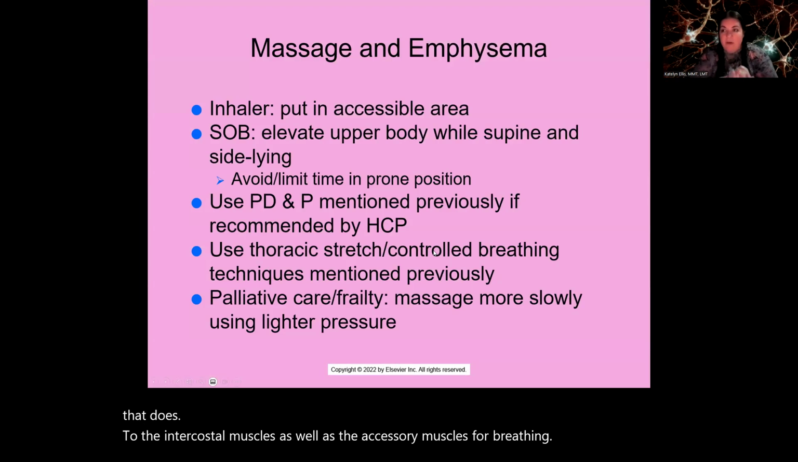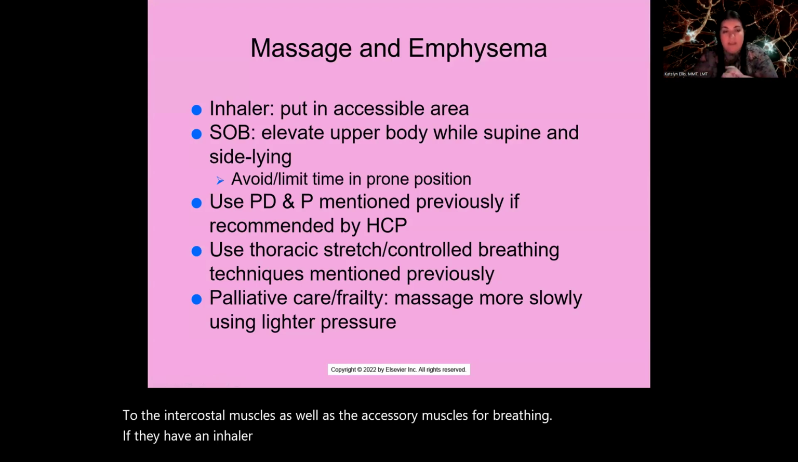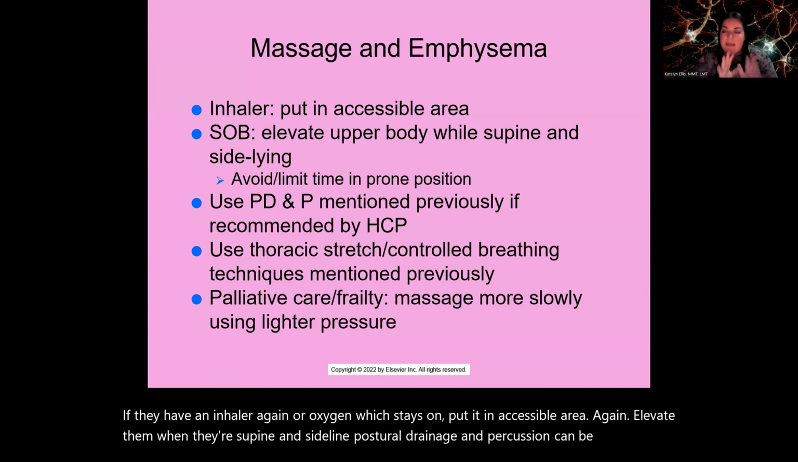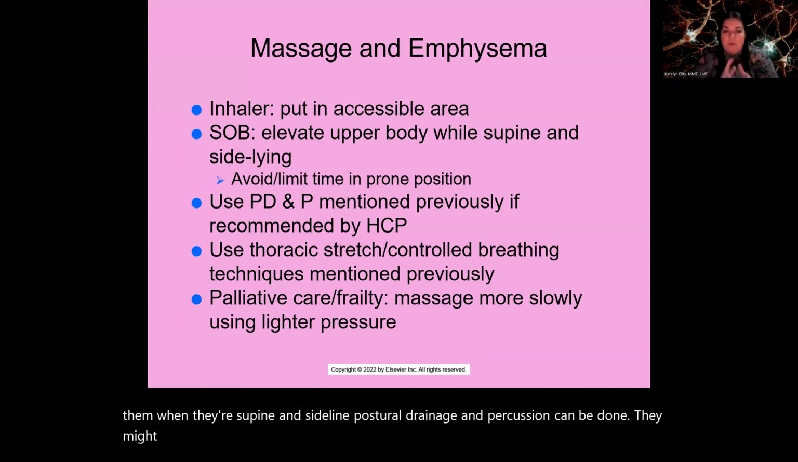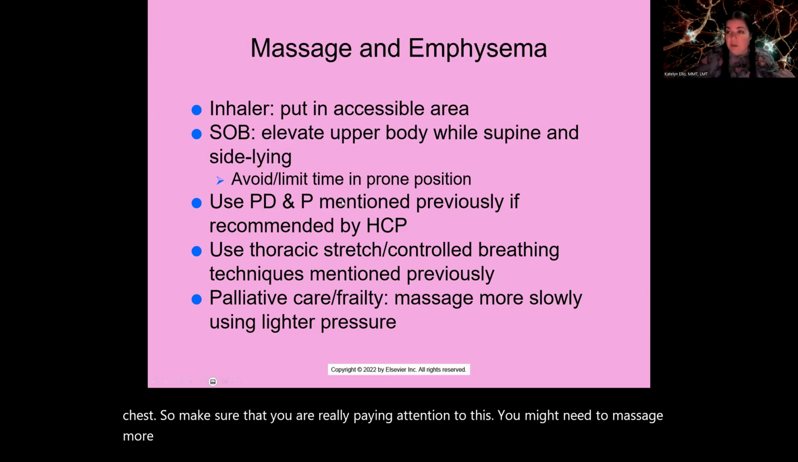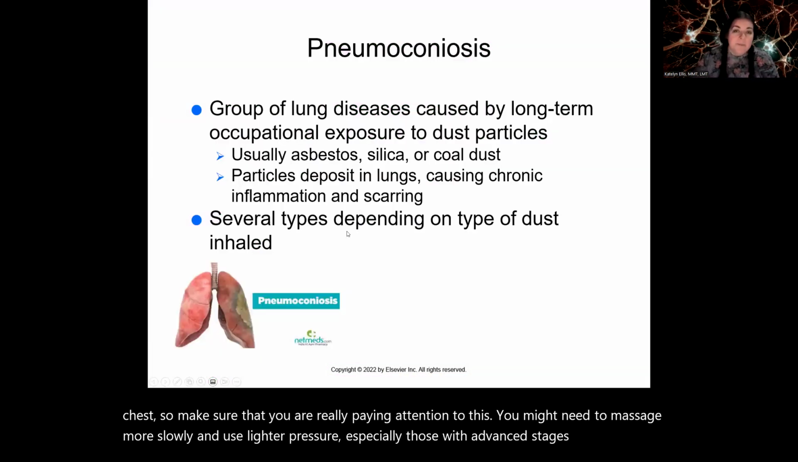If they have an inhaler, again, or oxygen, which stays on, put it in an accessible area. Again, elevate them when they're supine and side lying. Postural drainage and percussion can be done. They might need you to be a little bit more gentle, especially when they have an advanced barrel chest. So make sure that you are really paying attention to this. You might need to massage more slowly and use lighter pressure, especially those with advanced stages of emphysema.